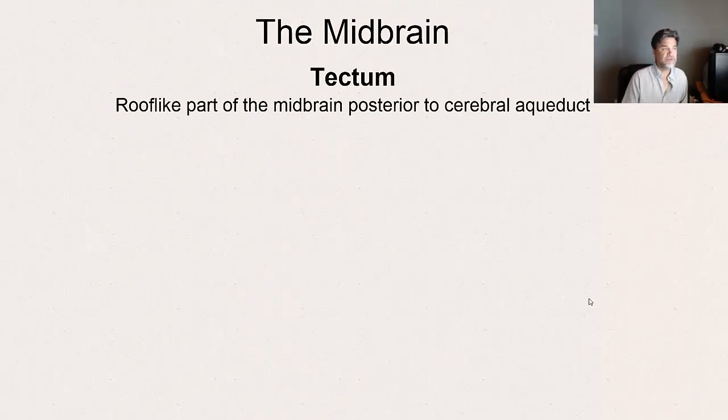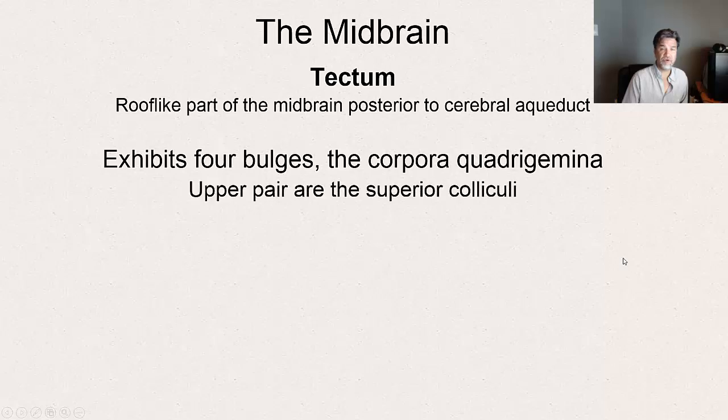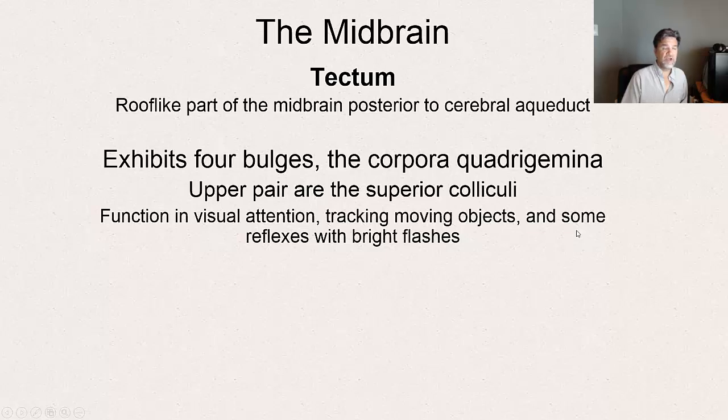So the midbrain is composed of the tectum. Tectum means roof, and just below the tectum is that area I was just pointing out to you. It actually is 4 separate bulges called the corpora quadrigemina. The most superior 2 bulges are 2 nuclei called the superior colliculi, and the lower 2 bulges are called the inferior colliculi. The superior colliculi get inputs.